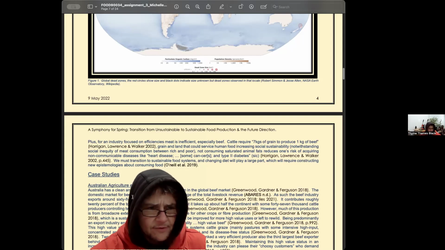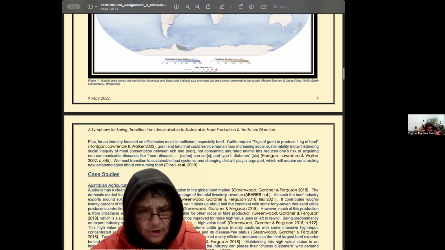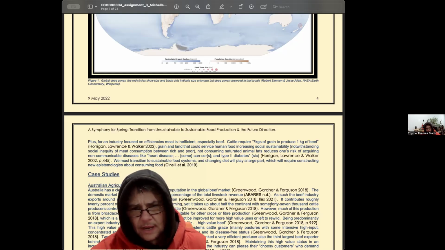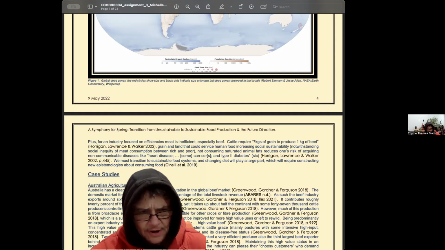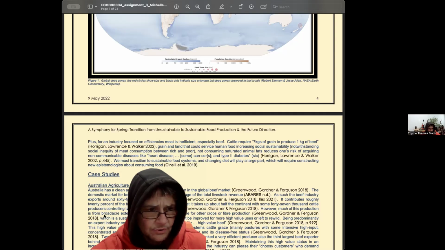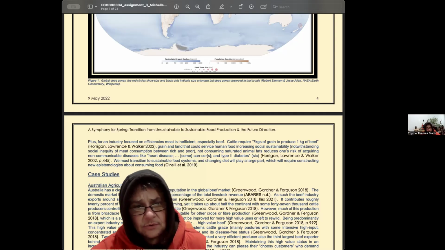The domestic market for beef in Australia is a small percentage of the total livestock revenue. As such, the beef industry exports around 65% of its production (Ellis, 2021; Greenwood, Gardner, and Ferguson, 2018). It contributes roughly 20% to the total value of Australia's farming, yet it takes up about half the continent, with some 47,000 cattle producers controlling 25 million head of cattle (Greenwood, Gardner, and Ferguson, 2018).